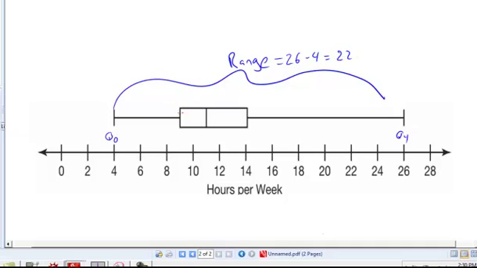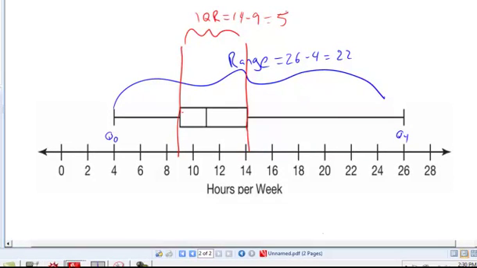And our IQR is represented with the box. So I'm just looking at the box. This is my IQR. And this can be 14 minus about 9, which gives me an IQR of 5. Very easy if we have a box and whisker plot to calculate our range and IQR.